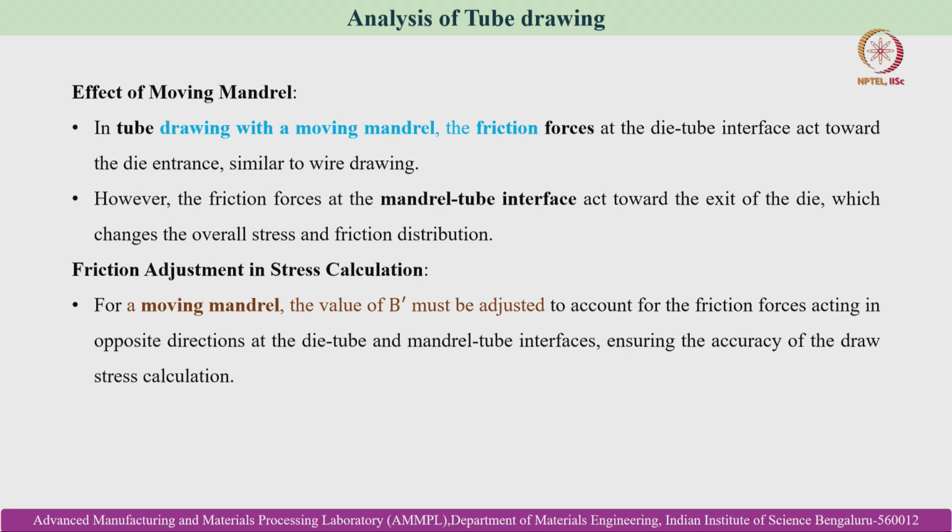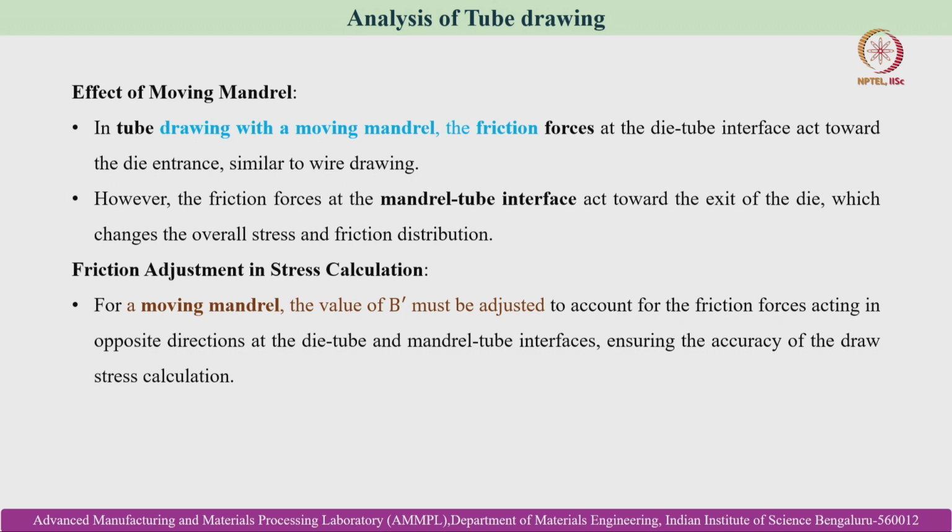In tube drawing with a moving mandrel, the frictional forces at the die-tube interface act toward the die entrance, similar to wire drawing. However, the frictional forces at the mandrel-tube interface act toward the exit of the die, which changes the overall stress and friction distribution. For friction adjustment in stress calculation, for a moving mandrel the value of b prime must be adjusted to account for the friction forces acting in opposite directions at the die-tube and mandrel-tube interfaces.